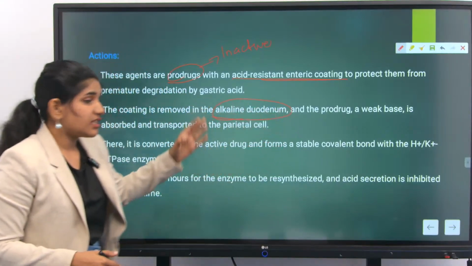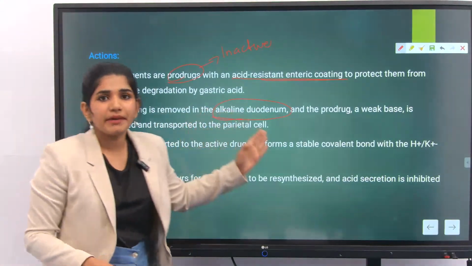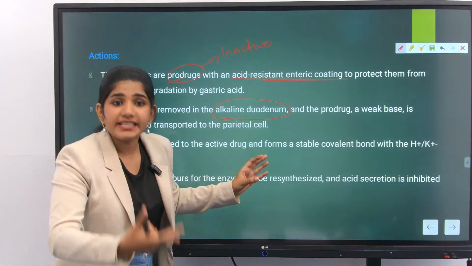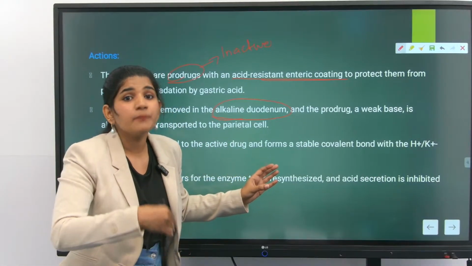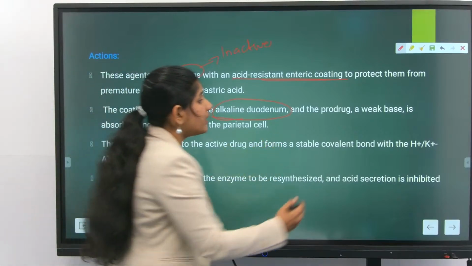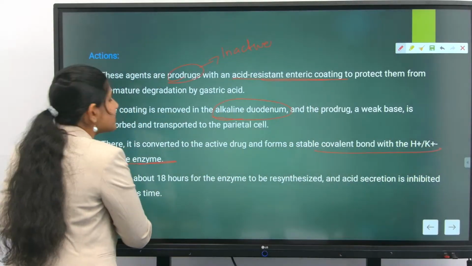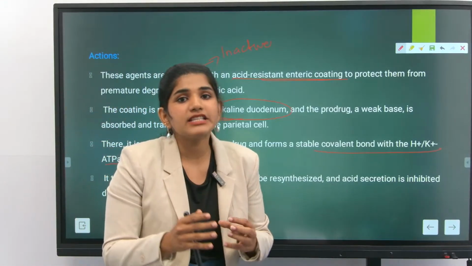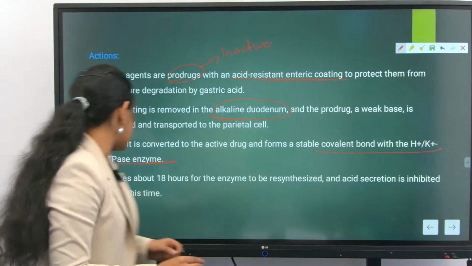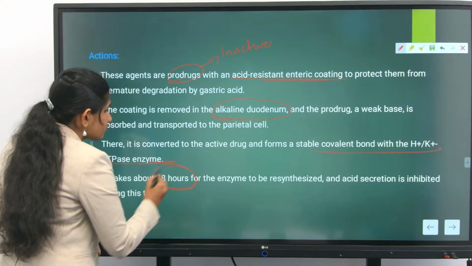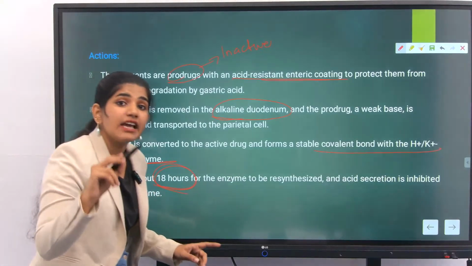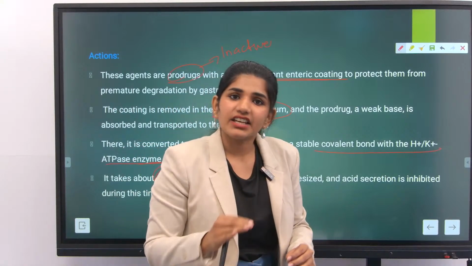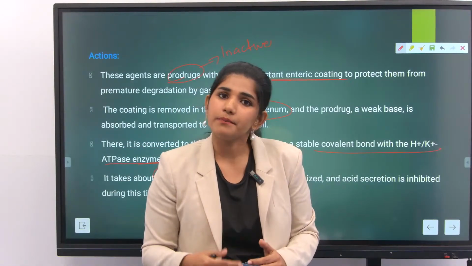And the prodrug, that is a weak base, is absorbed and transported to the parietal cells. This is mainly happening there, where they will be converted into the active form. That is, the prodrug is converted into the active drug, and they form a stable covalent bond with the H plus K plus ATPase enzyme. And how many hours will they act? It takes 18 hours for the resynthesis of this particular enzyme. So till that time, the acid secretion is inhibited. Likewise, the proton pump inhibitor is acting.